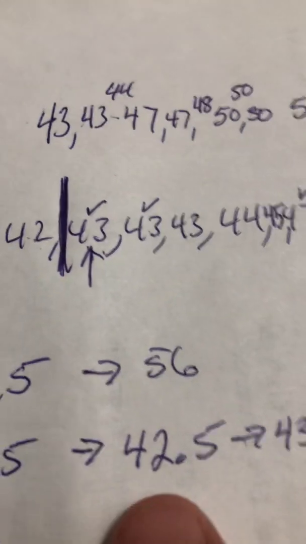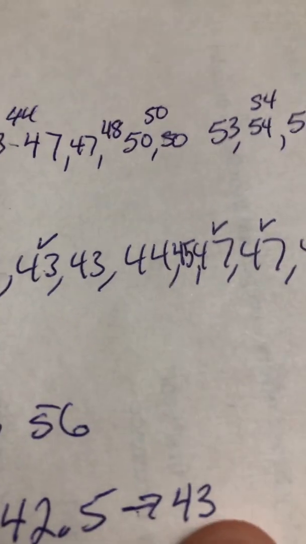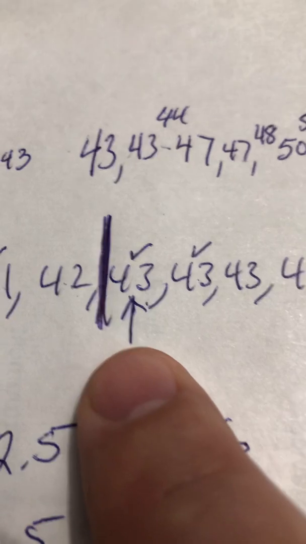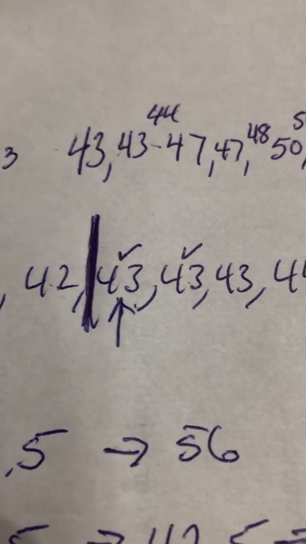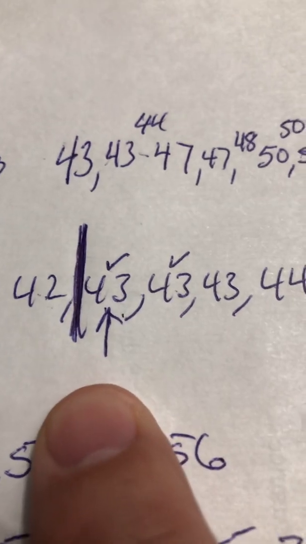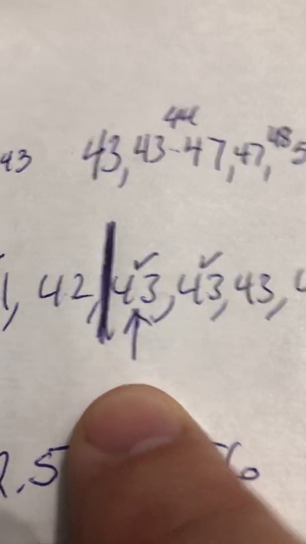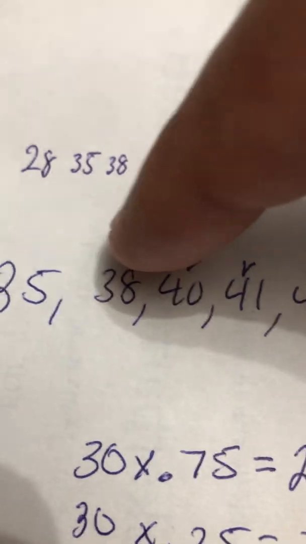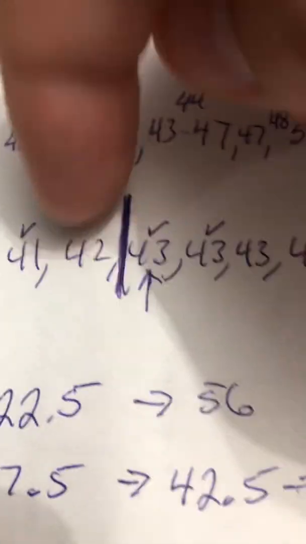Well, that is 42.5, and so I just went up to the next value, and I said, okay, this value is above 25% of the data, so it's the 25th percentile. And all of these values are below it. So you have the 28, 35, the 38, 40, 41, and the 42.